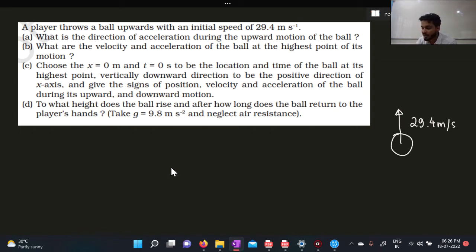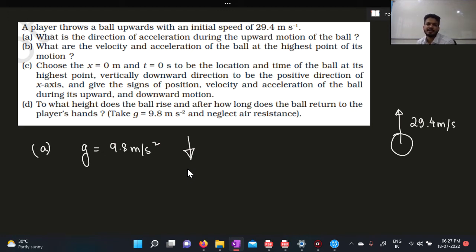So the answer is that gravitational acceleration, equal to 9.8 meter per second square, will always be directed downwards, no matter where the ball is going. So the answer to the first question is that the acceleration of the ball will be 9.8 meter per second square in the downward direction. What is the next question?